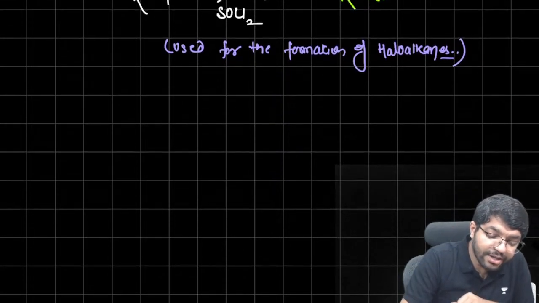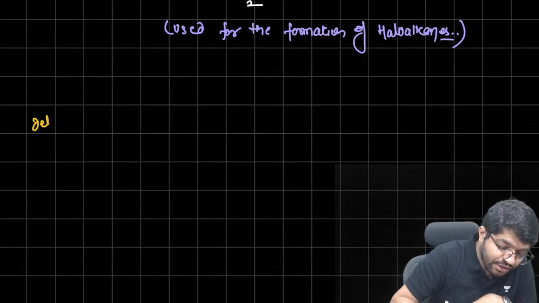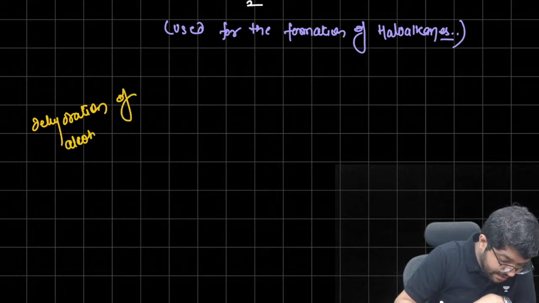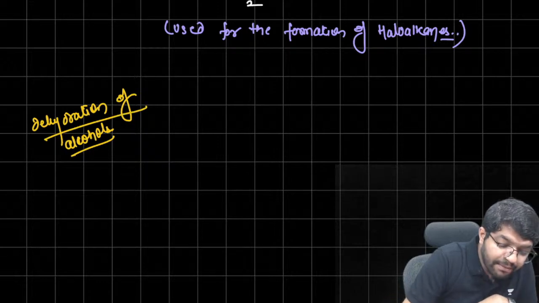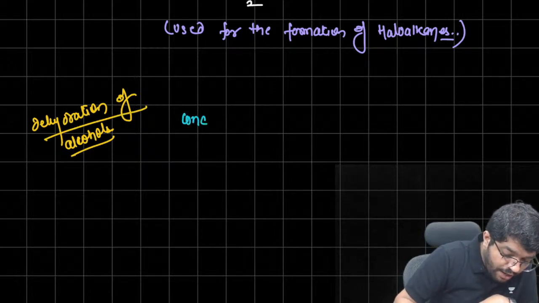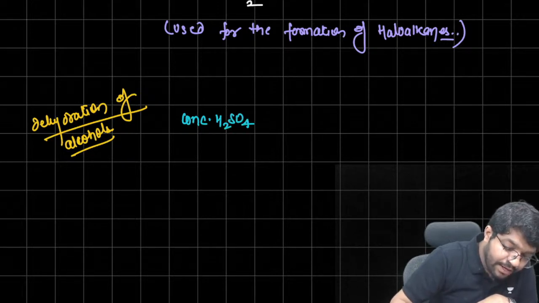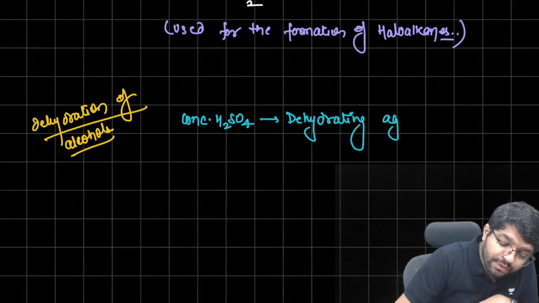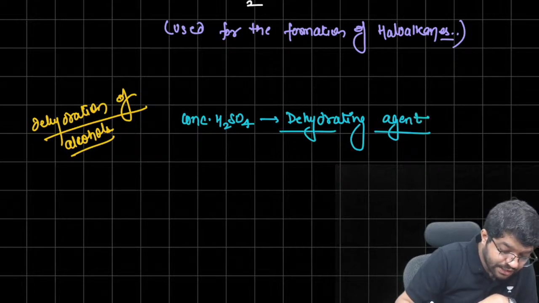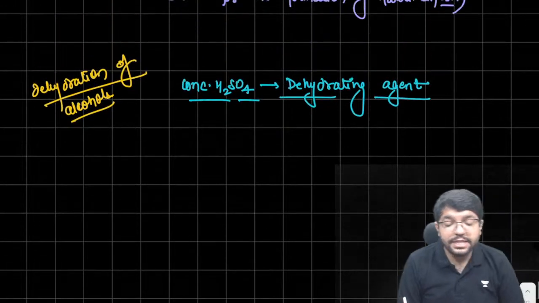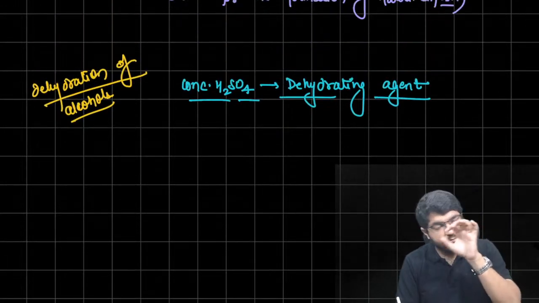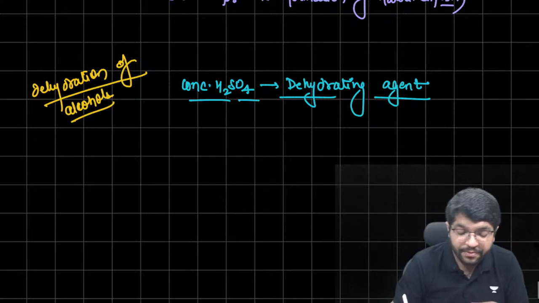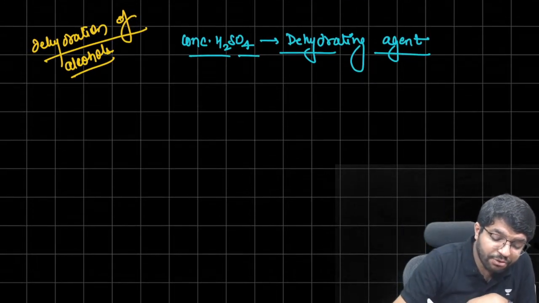The last but not the least is the dehydration reaction. Dehydration of alcohols. Remember, my dear child, conc H2SO4 is the dehydrating agent. And this reaction takes place at two possible temperatures. The last concept for the session right now, and a rather important concept also. The dehydrating agent leads to two types of reactions.